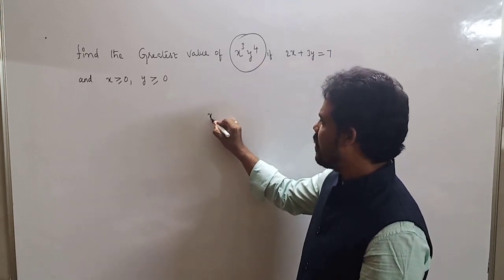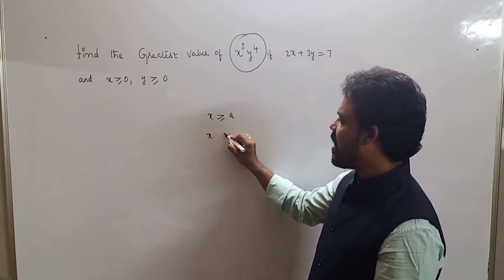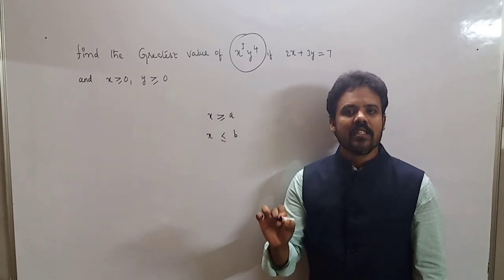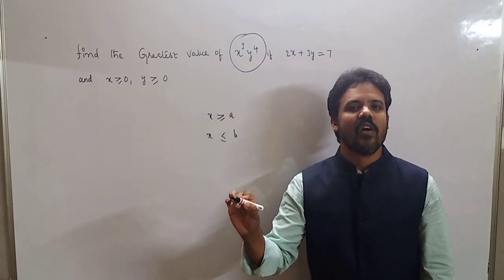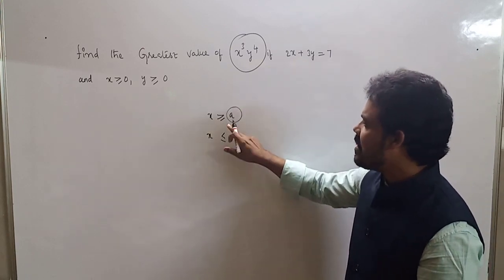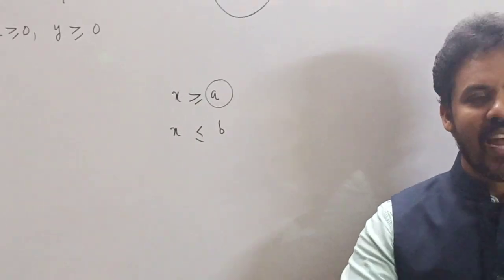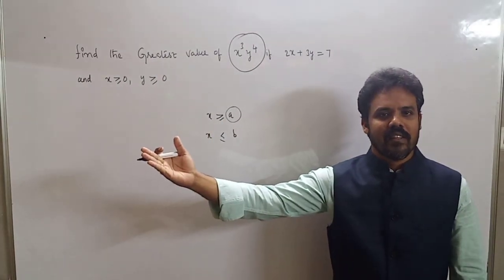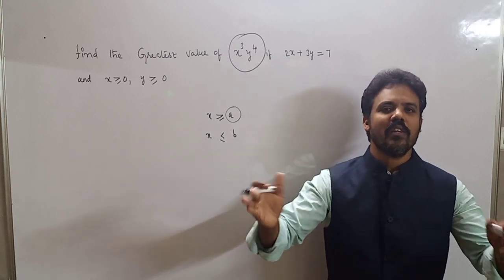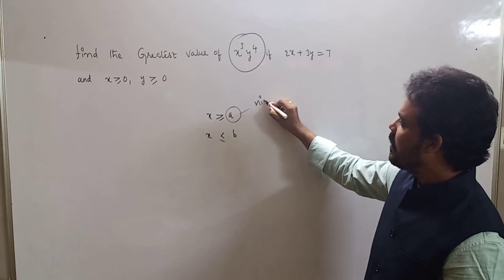For example, x greater than or equal to A, x less than or equal to B, inequalities. What is the meaning of x greater than or equal to A? It means A is the minimum value of x. A and greater means A and more than A. That means obviously the minimum value is A.